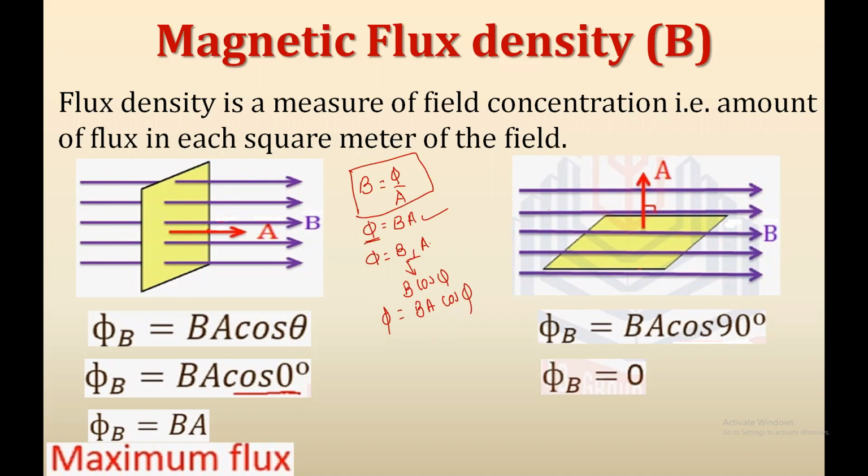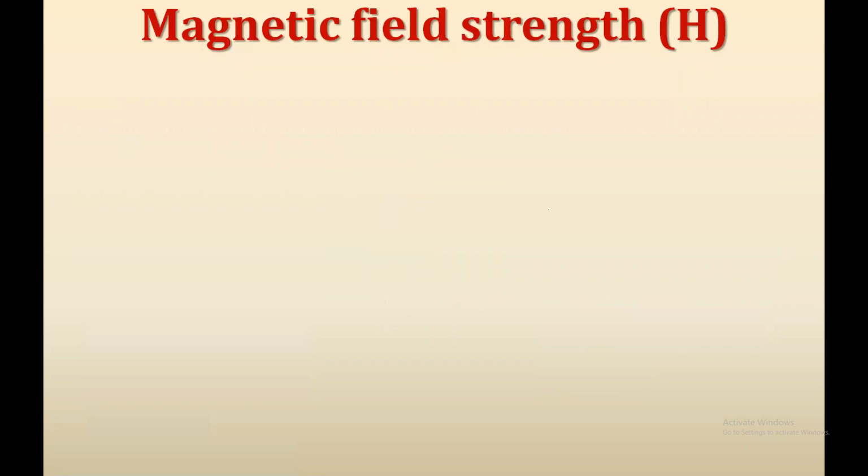Is it right? Now the next concept is the magnetic field strength. It is also called magnetic field intensity, or it is also called magnetic force, and it can be represented with H. Now what is actually this magnetic field strength?